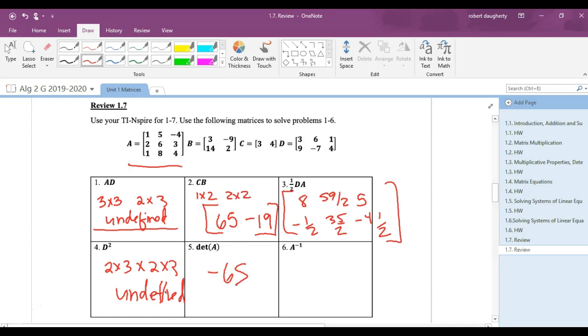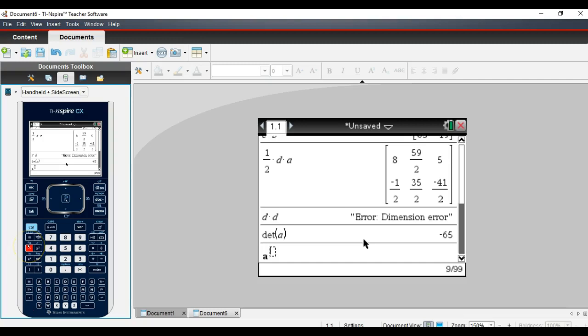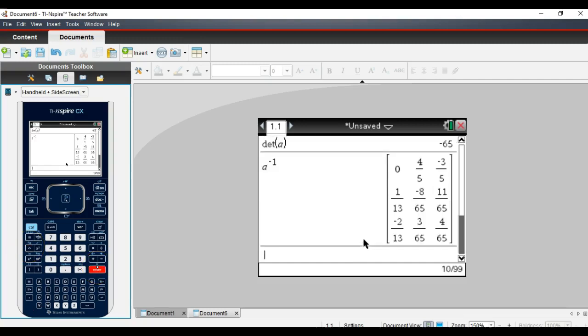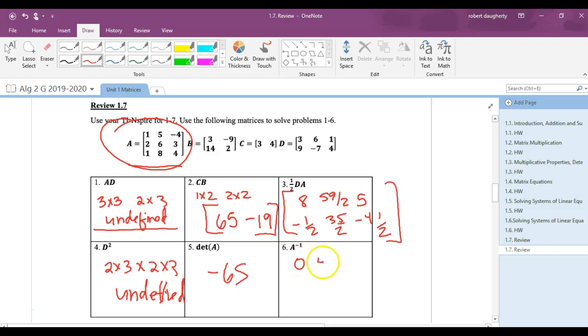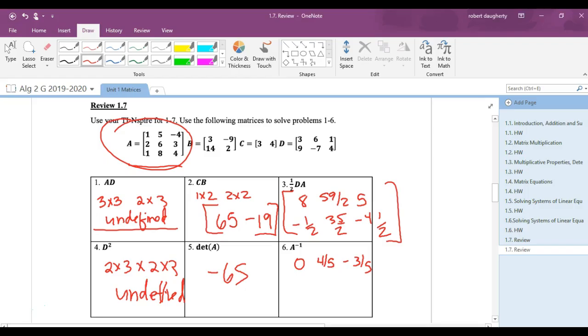What is the inverse of A? Again, A is a square matrix. I can find the inverse. Let's find that. So the inverse, I just have A and then caret, raise it to the negative 1 power. That's how I denote inverse. And I guess I'm pretty ugly. 0, 4/5, negative 3/5. And then 1/13, negative 8 over 65.